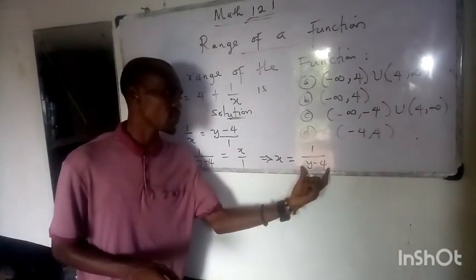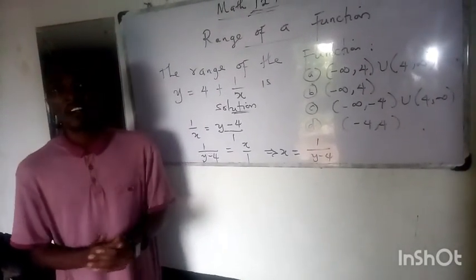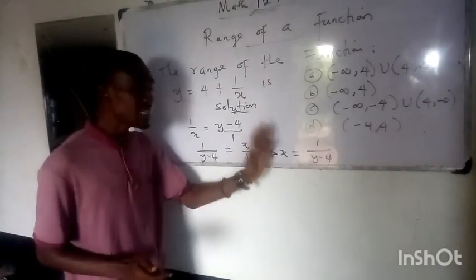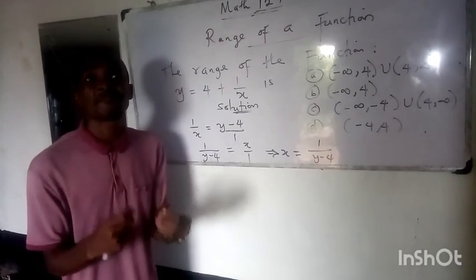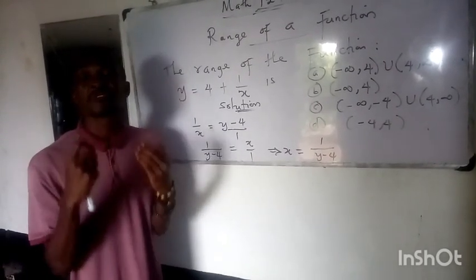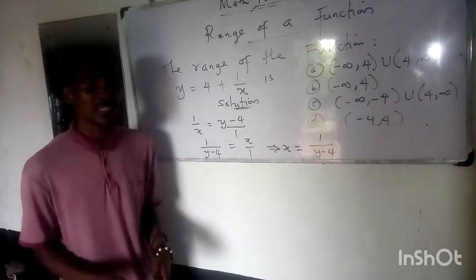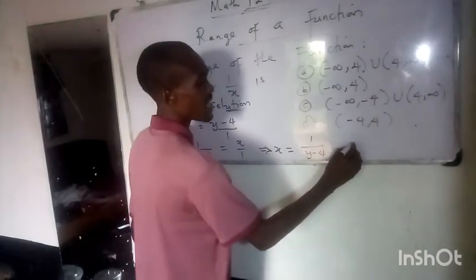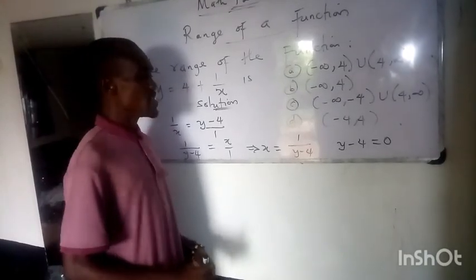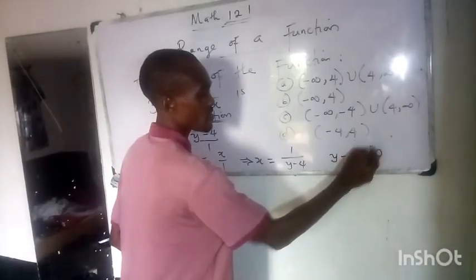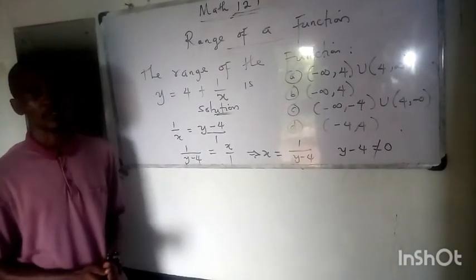So looking at the nature of this function, we have 1 over y minus 4. This is a rational function. It has the numerator and it has the what? Denominator. Remember once again that no rational function can have a value of 0 at the denominator, because it will be undefined within the real number line. So that simply means that y minus 4 cannot be equal to 0.